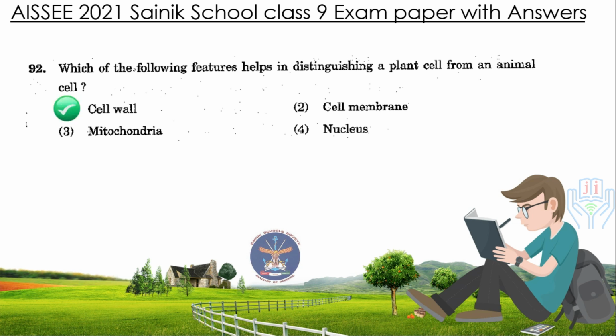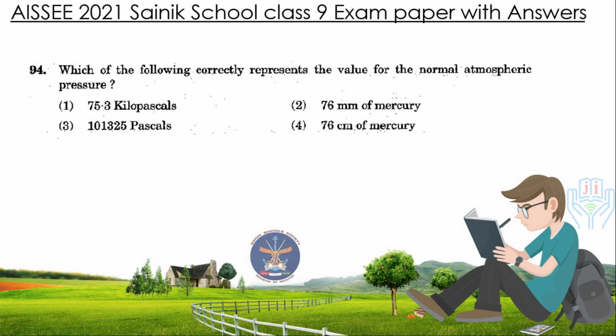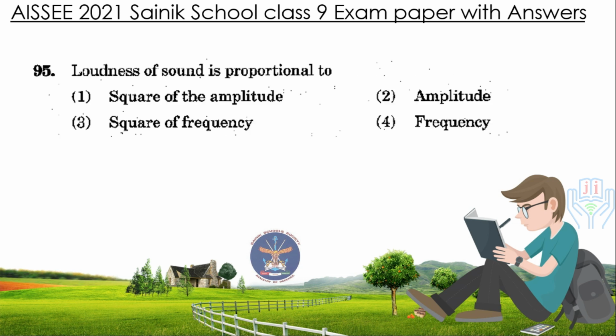Cell wall. Cloning is similar to which of the following modes of reproduction? Asexual reproduction. Which of the following correctly represents the value for the normal atmospheric pressure? Answer will be 3 and 4. 101325 pascals, 76 centimeters of mercury. Loudness of sound is proportional to square of the amplitude.